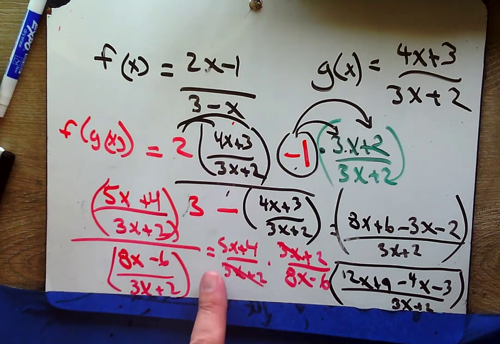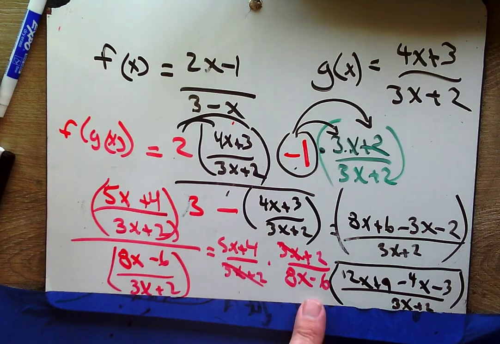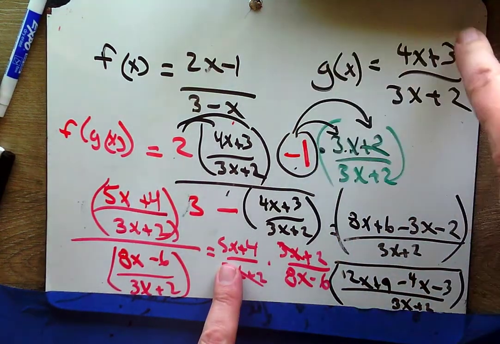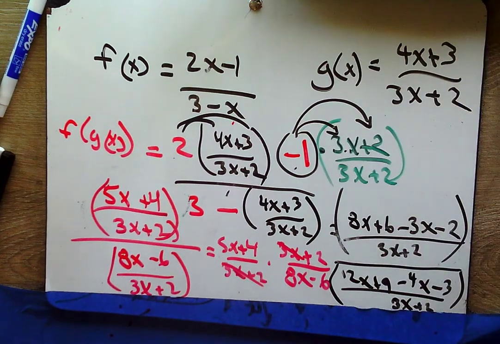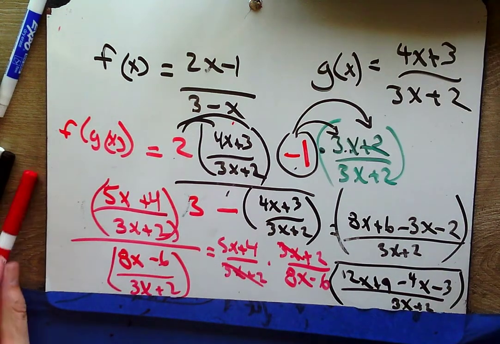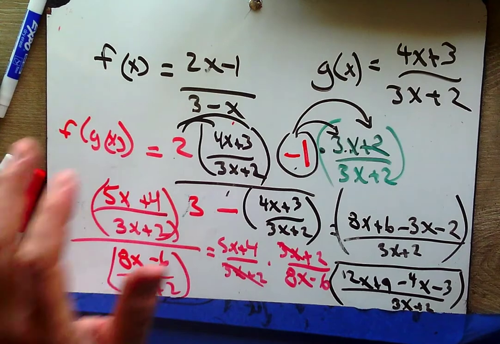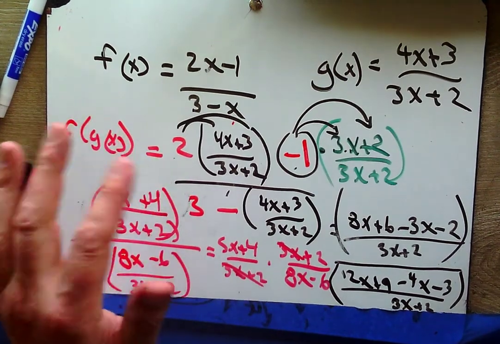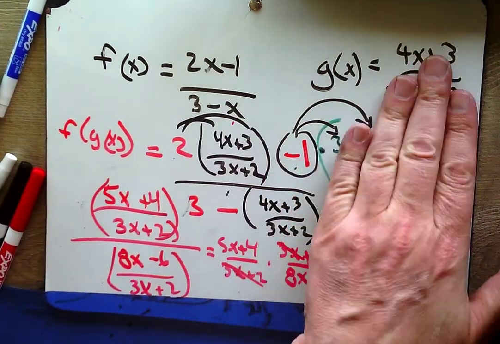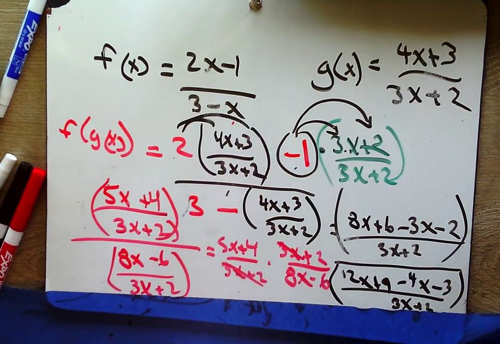Well, this doesn't look like f and doesn't look like g. So what does that mean? Well, it means that these things aren't inverses of each other. I do believe that these functions are one-to-one, but remember, if these functions are inverses of each other, then when I plug one of them into the other, I should get x, but I don't get x.